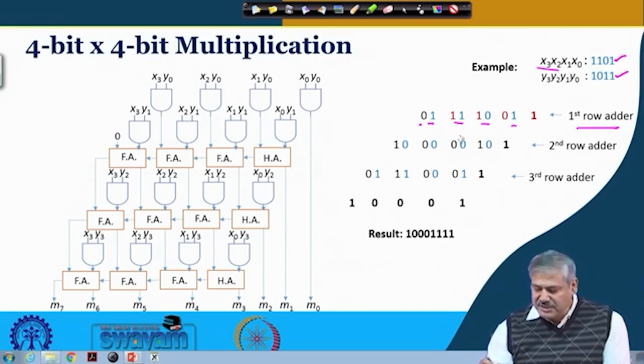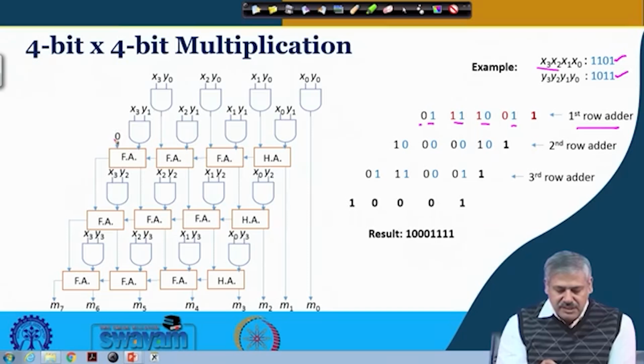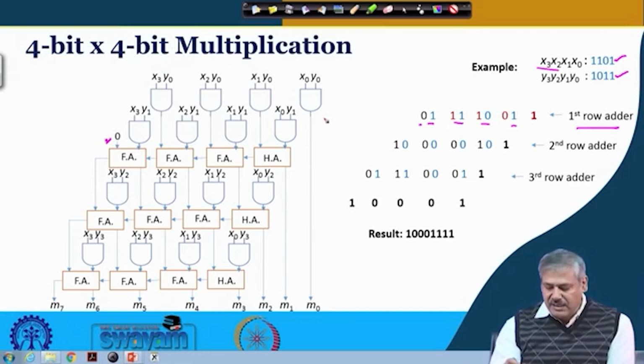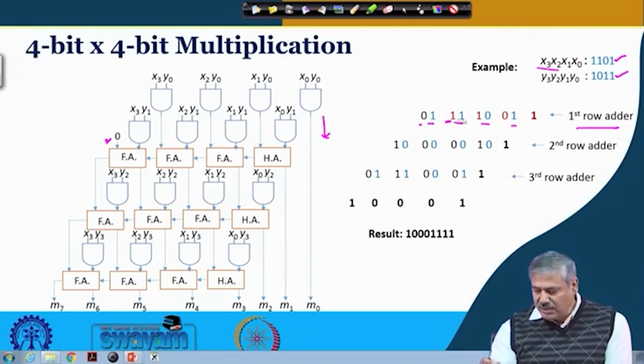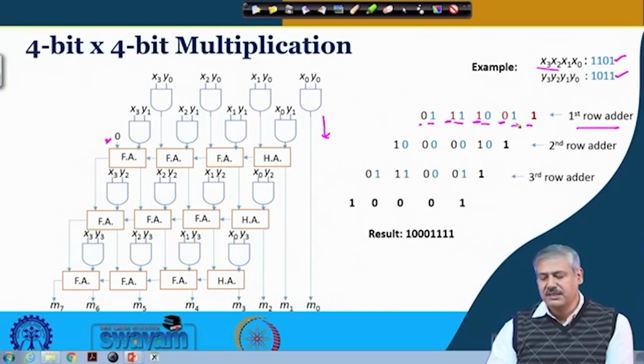So, this 1 1 0 1 is a shifted version, you see here it is 0, and here it is not getting added with any 1. So, this is your 1 1 0 1. So, this 1 is finally directly going here as an output, for the product generation.